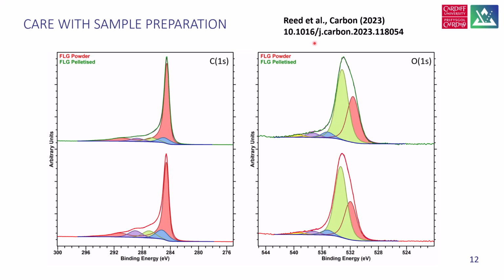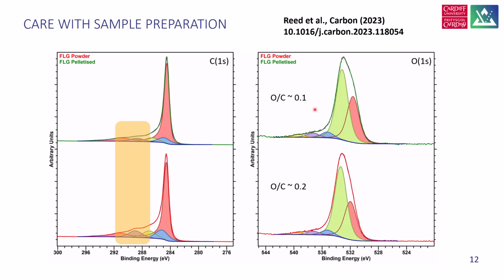But basically, what we can see from just a cursory look at the carbon 1s and the equivalent oxygen 1s spectra for the pelletized on the top and the powder on the bottom is that the spectra look very similar. But when you look a little bit more closely, you can see there are changes from 285 electron volts upwards. And if we look at the oxygen to carbon ratio, we have 0.2 for the powder and 0.1 for the pelletized.